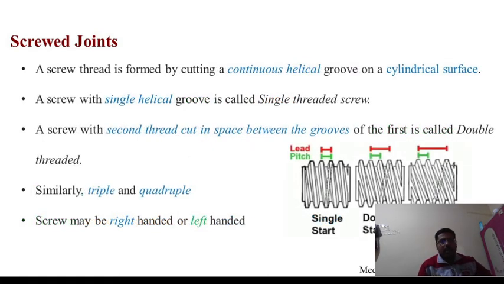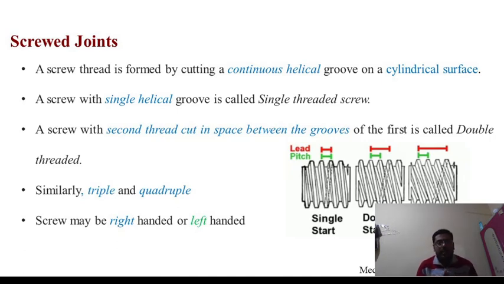Next we go for screw joints. A screw thread is formed by cutting a continuous helical groove on a cylindrical surface. A screw joint has a continuous helical groove, which means a threading portion is there. This is called a helical groove on a cylindrical surface. The purpose here is that the nut and bolt can be easily assembled and removed, and the bolt and nut can be tightened. This is the purpose of using screw joints.